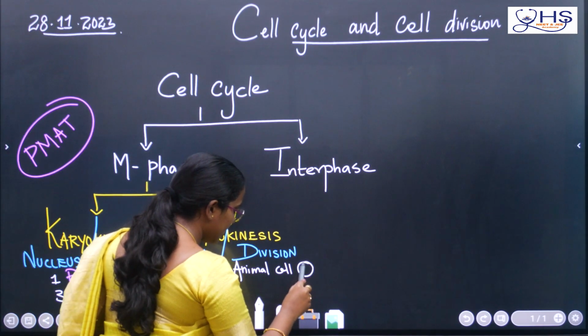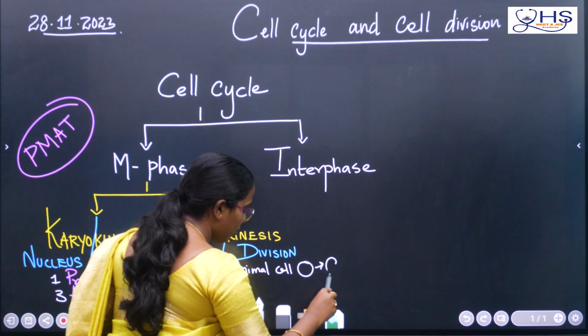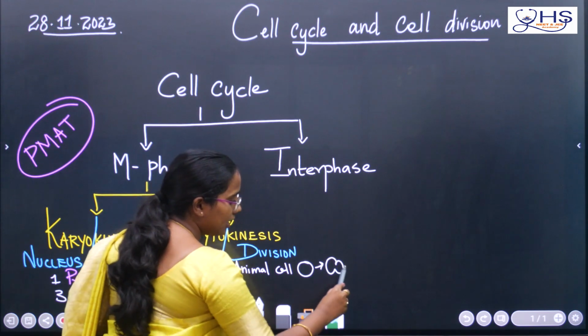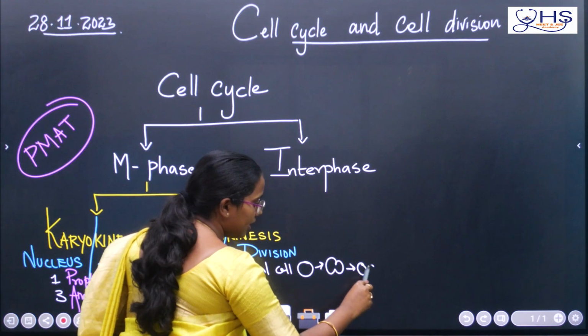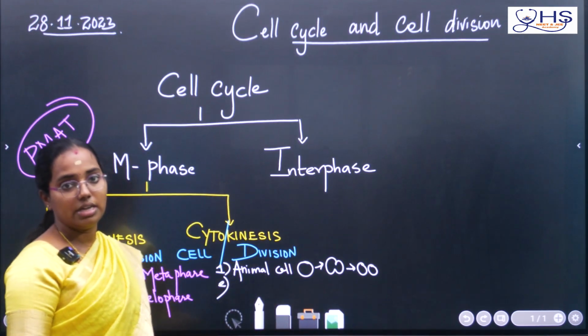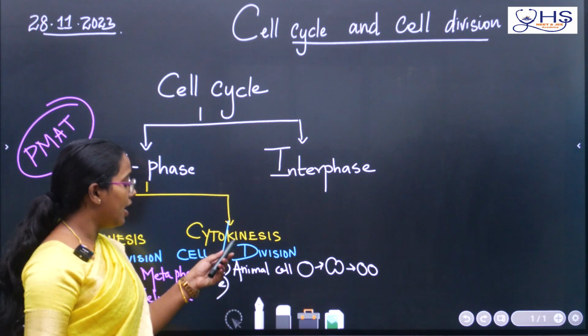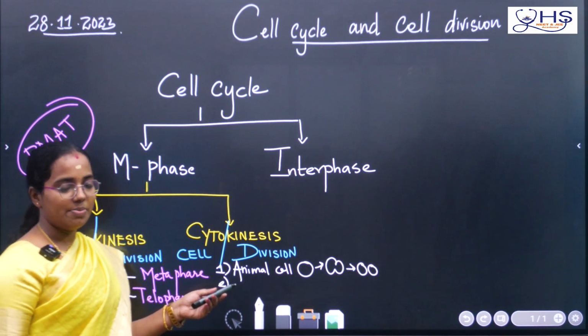Suppose a cell is like this. The cell will form a furrow, a cleavage, and then the cell will divide like this. This is called furrow method, and this is observed in animal cell.